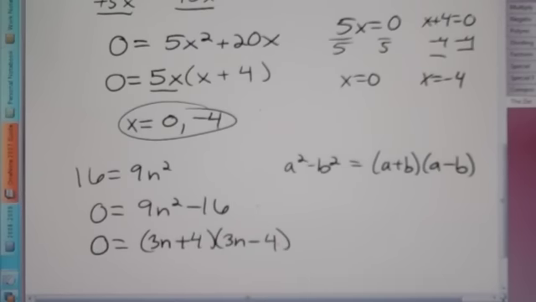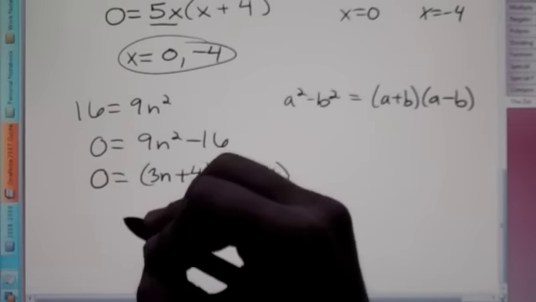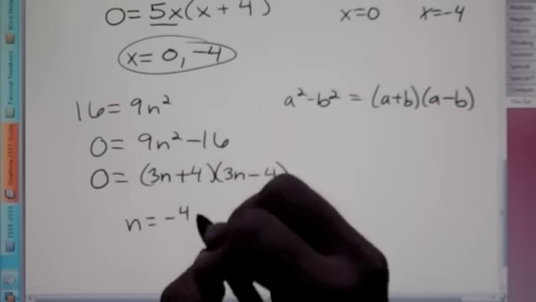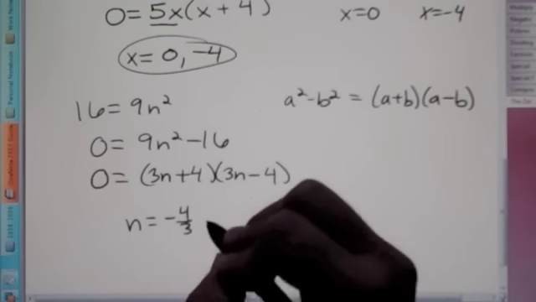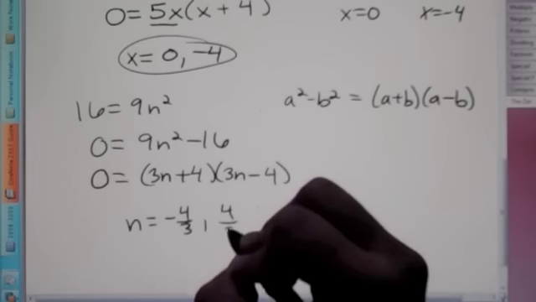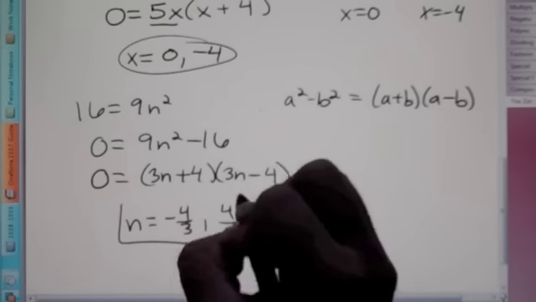But again, we want to solve. Therefore, our shortcut says change a symbol, so negative 4. And if there's a number out front, that becomes your denominator. Same thing here. Change the symbol, positive 4. That 3 becomes a denominator. So those are your two answers.